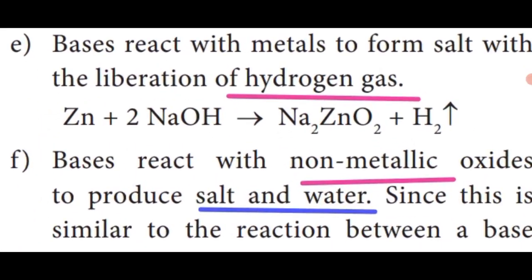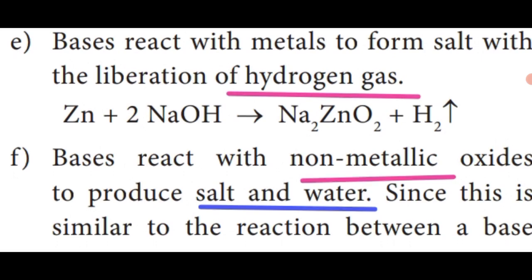Example, zinc is one of the metals. This metal reacts with a base. What base? Sodium hydroxide, formula NaOH. So zinc reacts with NaOH to form salt. What is the salt formula? Sodium zincate, formula Na2ZnO2. And which gas is liberated? Hydrogen gas is liberated.